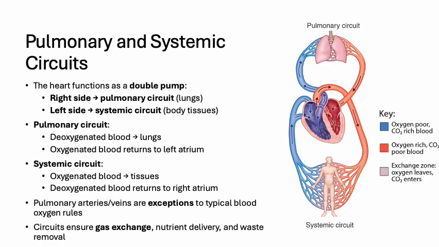One of the most fundamental concepts of cardiovascular anatomy is that the heart serves as a double pump, dividing circulation into 2 distinct but connected circuits, the pulmonary and systemic circuits. The right side of the heart handles the pulmonary circuit. It receives deoxygenated blood from the body and pumps it into the lungs via the pulmonary trunk and arteries. In the lungs, gas exchange occurs. Carbon dioxide is released and oxygen is absorbed. The newly oxygenated blood returns to the left atrium via the pulmonary veins.